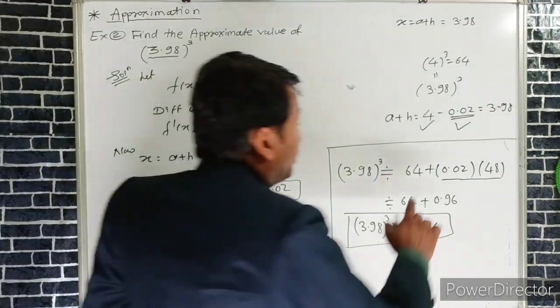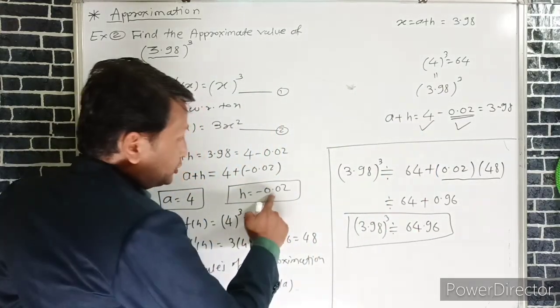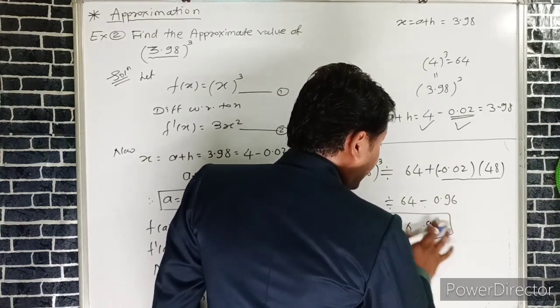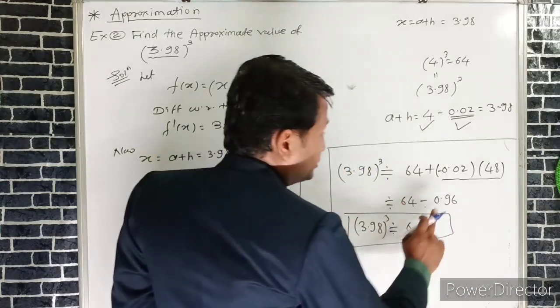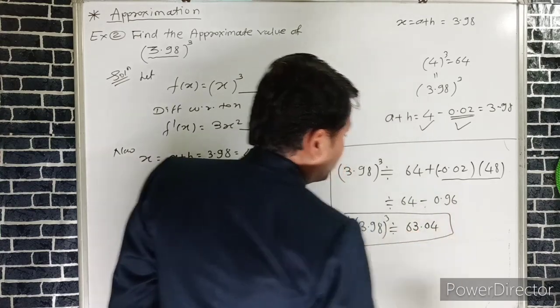Sorry, here the value of h is minus 0.02, so minus 0.96. It means 64 minus 0.96 is 63.04, which is the required value.